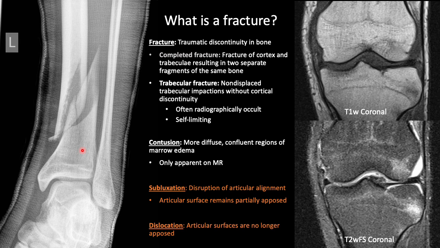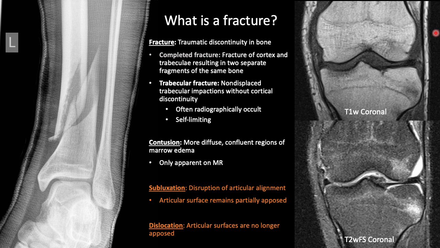In a trabecular fracture, on the other hand, there's no cortical discontinuity, so sometimes these are radiographically occult and self-limiting. A contusion is a more diffuse and confluent region of marrow edema, and it's apparent only on MR. Now, this is much beyond the level of this lecture, but just to show you an example on the right of the screen, we have coronal MR images of the knee, and in the bottom images, which are T2 fat set, we see bright areas on both the lateral aspect of the femur and tibia, which are demonstrating contusions.